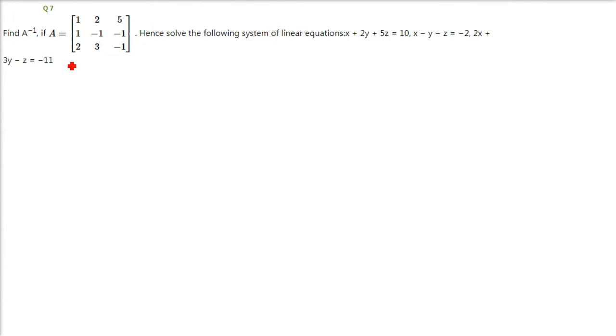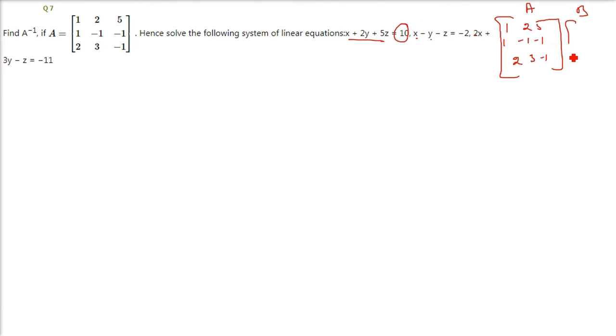Find A inverse if A is this. Hence solve the following system of linear equations. These are three equations: x plus 2y plus 5z equals 10, x minus y minus z equals minus 2, and 2x minus 3y minus z equals negative 11. So I am writing the coefficients of x, y, z in order to find that A matrix. I am just writing these 2, 3, negative 1. This is the matrix already given to you in the question.